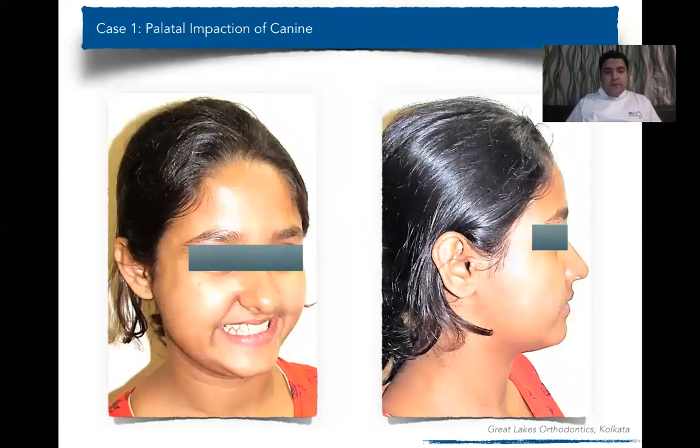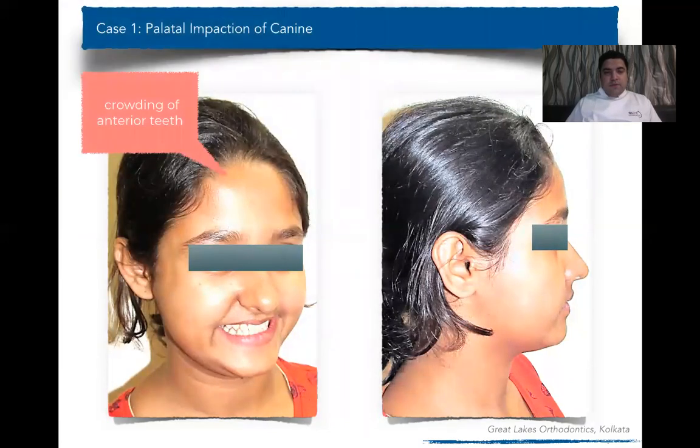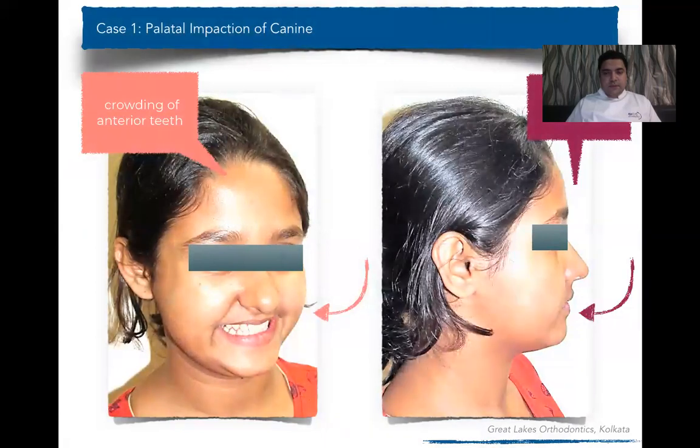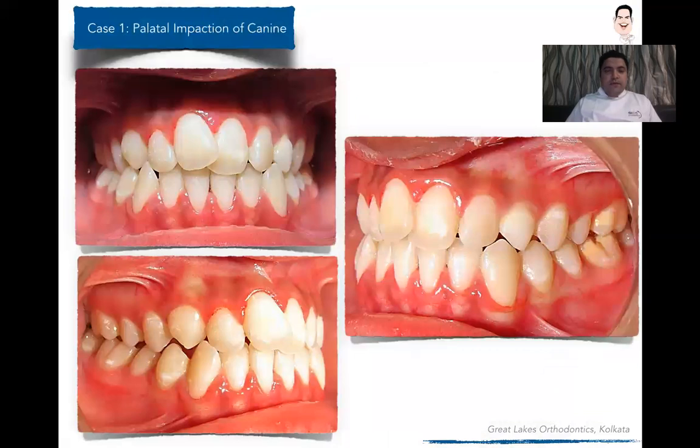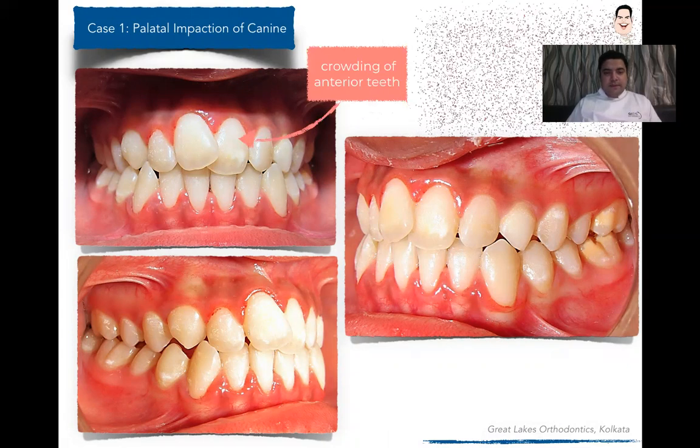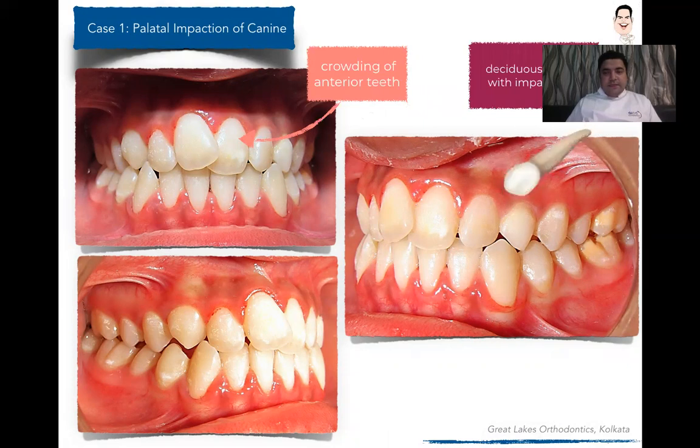So if we come into the 45-degree view, we would also analyze that there is significant crowding of teeth. But the profile view shows that she has an orthognathic facial profile. If you go into the intraoral perspectives, we find that there is crowding of the anterior teeth. Yes, there is overlap. She presents with deciduous teeth and an impacted upper left permanent canine.